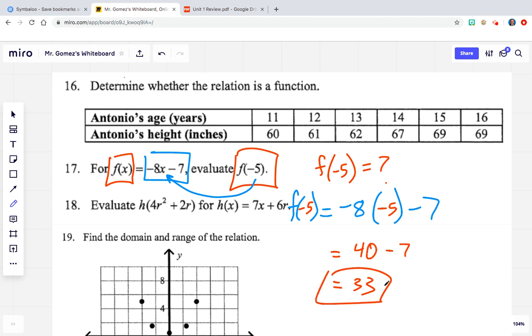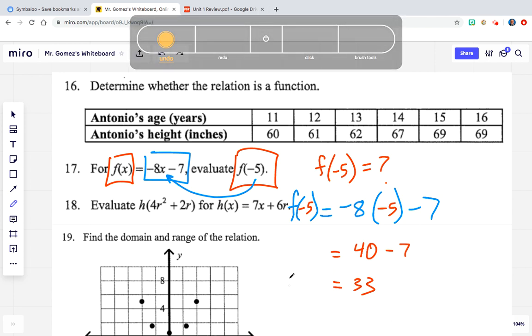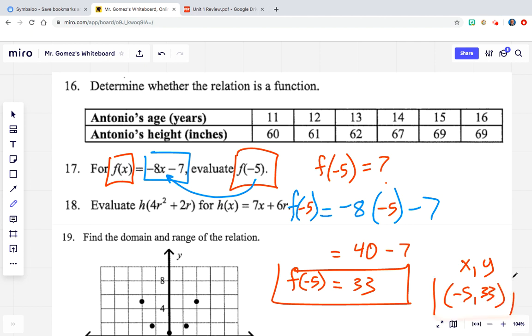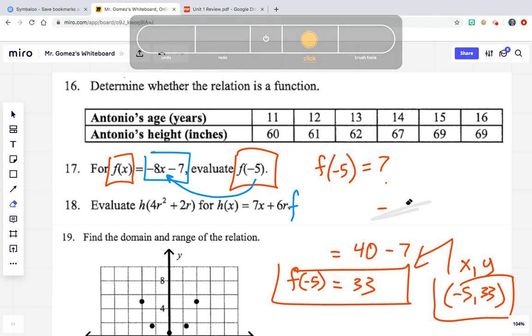But please don't put 33 like this on the test. I want you to make sure that you know what in fact it represents. So you're going to put f of -5 is equal to 33. It's basically saying when x is -5, the y value is 33. This is what you did back in Algebra 1. Now we're just refining it to a different level of function notation of saying f of -5 is 33. Okay? All right, so now let's look at number 18.